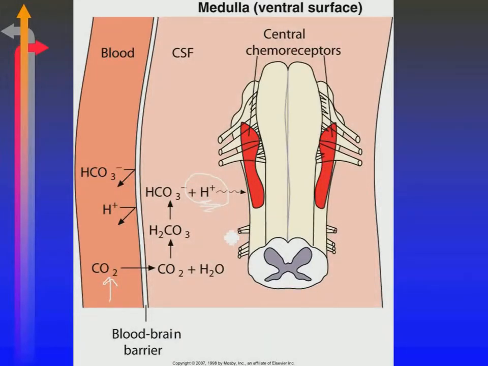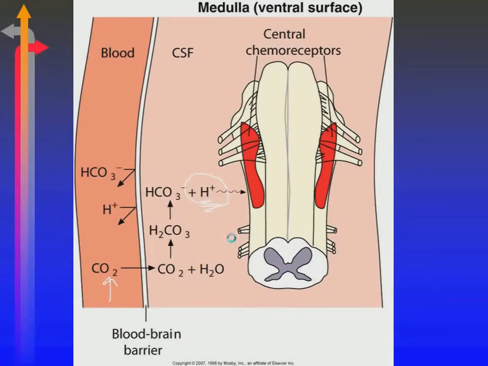We good on that? That's called the central chemoreceptors. Those are the ones that are present inside the medulla oblongata. Those are the ones that trigger the breath to happen. Very important concept. Central chemoreceptors.